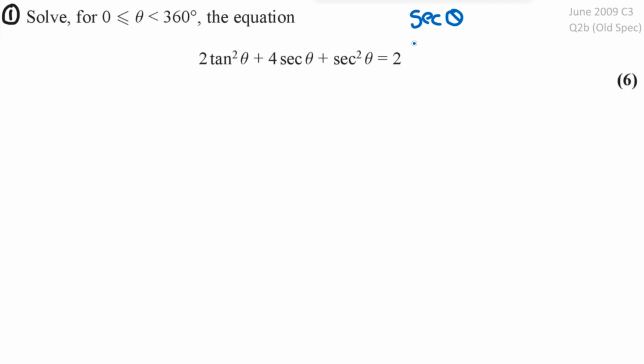So we need to rearrange this in terms of sec theta, so we need to get rid of the tan theta, which we can do by using the identity that 1 plus tan squared of x is equivalent to sec squared of x.